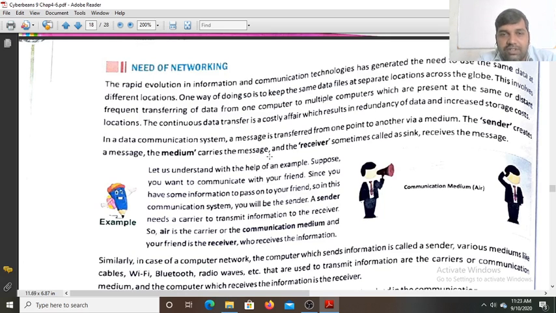Yes, the sender will give the request that I want the home page of Facebook. That message you have to give with the help of the browser. So you send the request and that request will be carried by the medium, that is the internet medium, and that medium may be the optical fiber cable, maybe the microwave. Okay, that is in the form of a signal, maybe a wireless signal, or with the help of the optical fiber cable, that is the light signal. And the receiver, sometimes called a sink, receives the message.